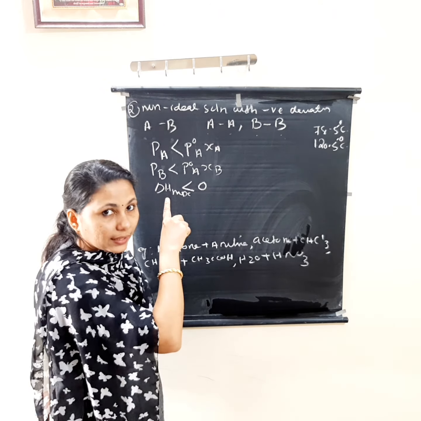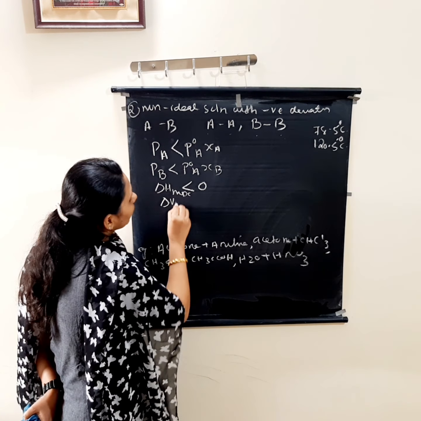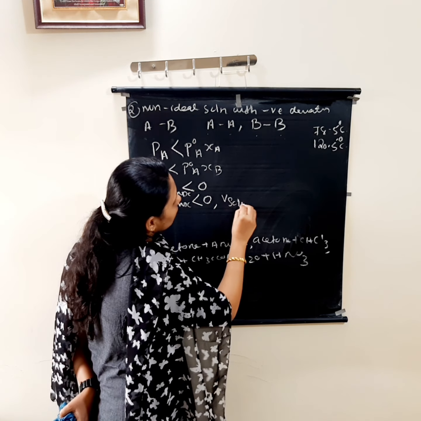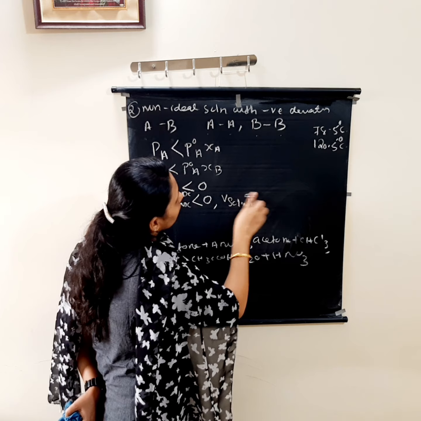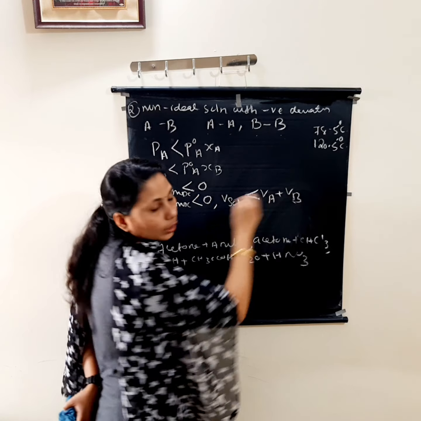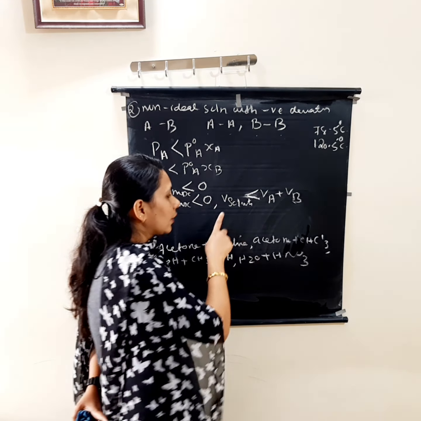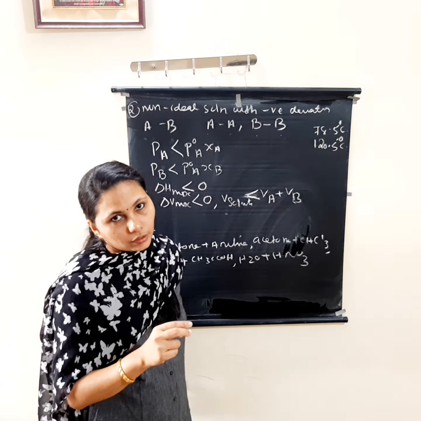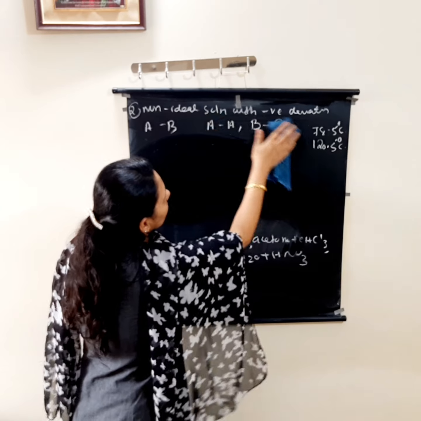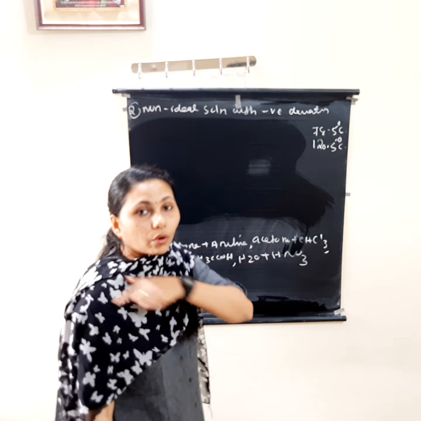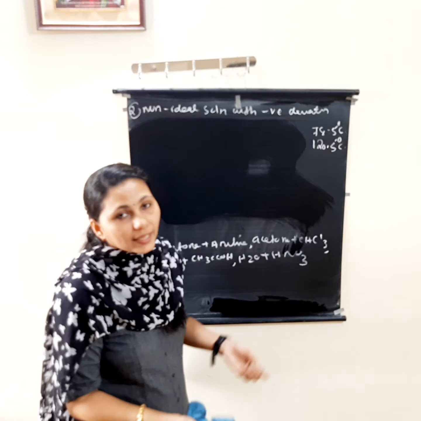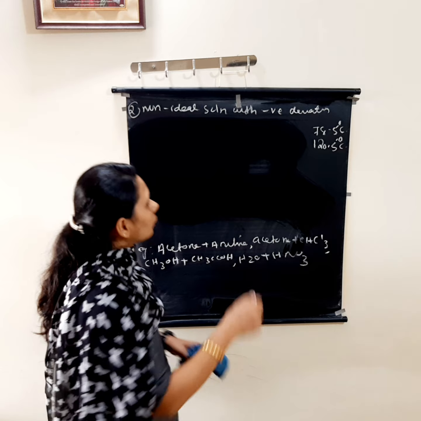In that case, it was greater than 0. Then delta V mixing is also less than 0. That means V solution is less than VA plus VB. Volume of A plus volume of B will be greater than the volume of solution. Next is the graphical representation. They will ask a minimum of 3 characteristics of the ideal solution, the non-ideal solution with positive deviation, and the non-ideal solution with negative deviation, and also the graphical representation.